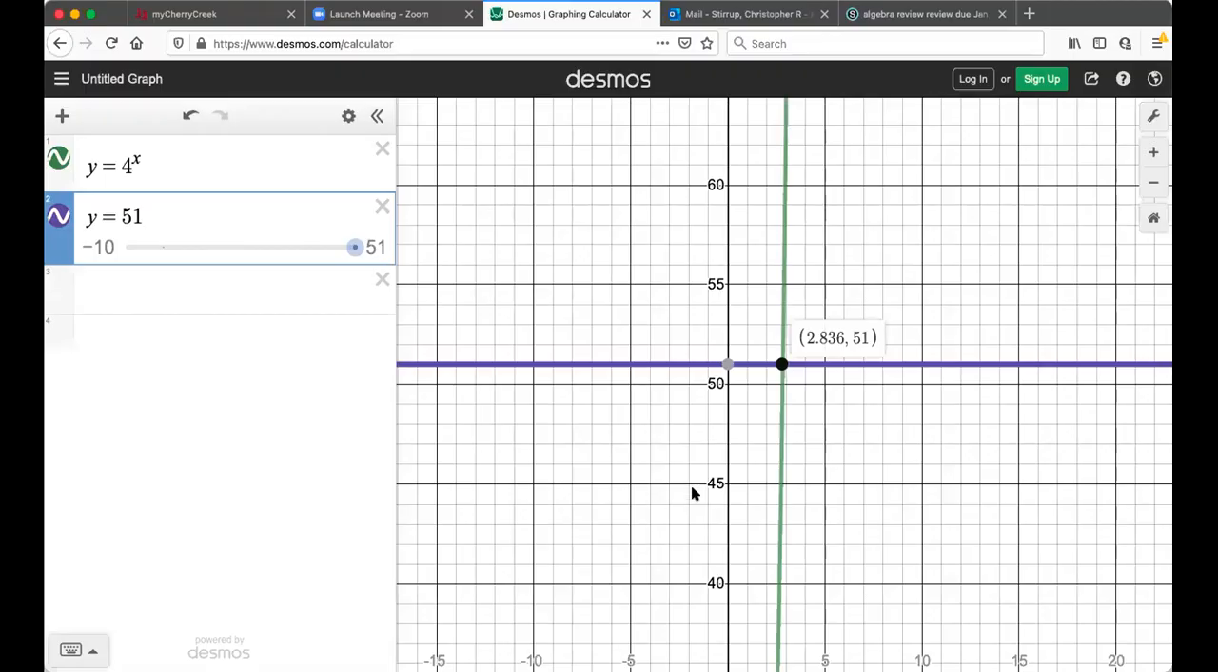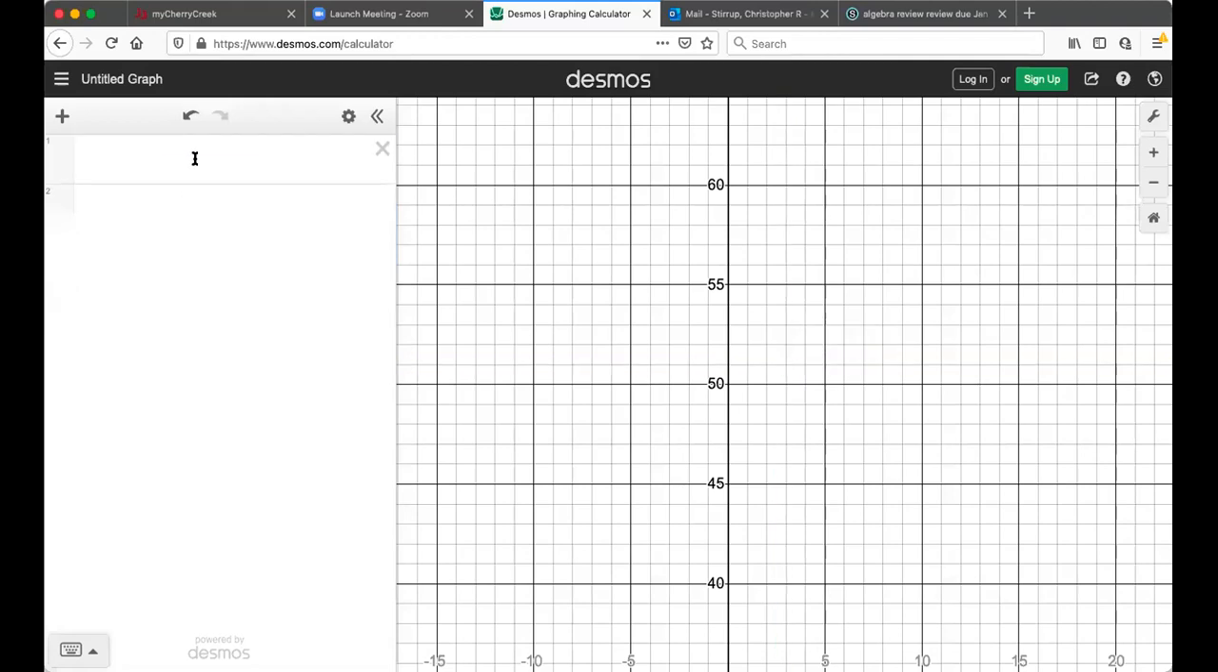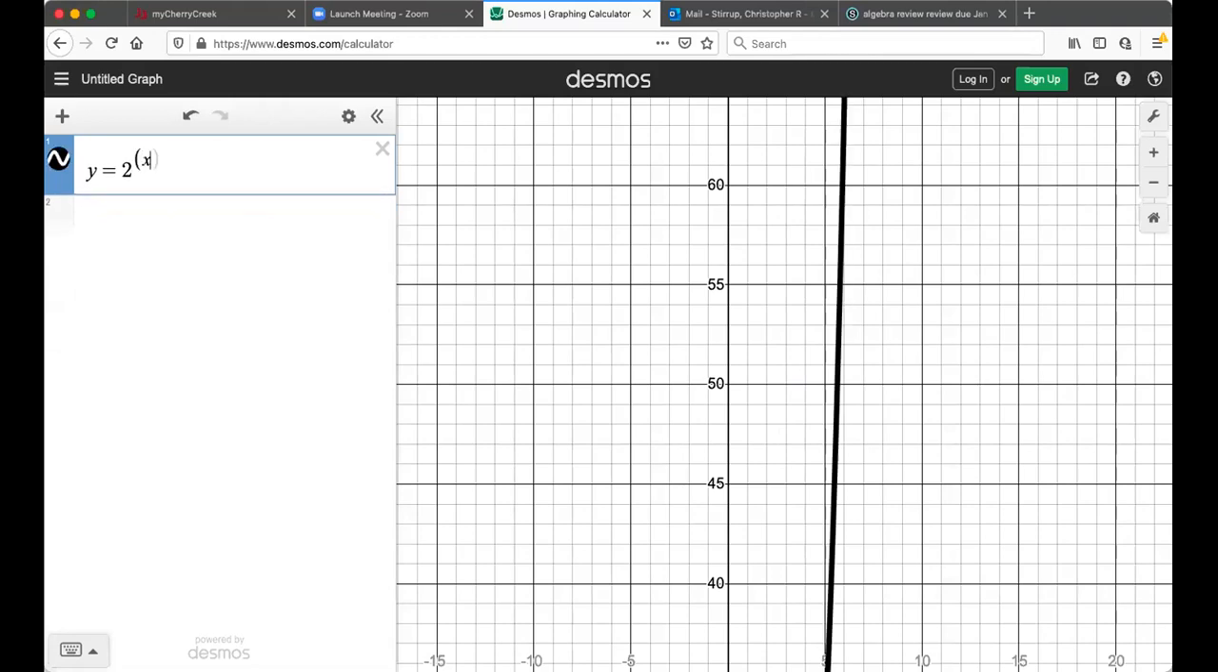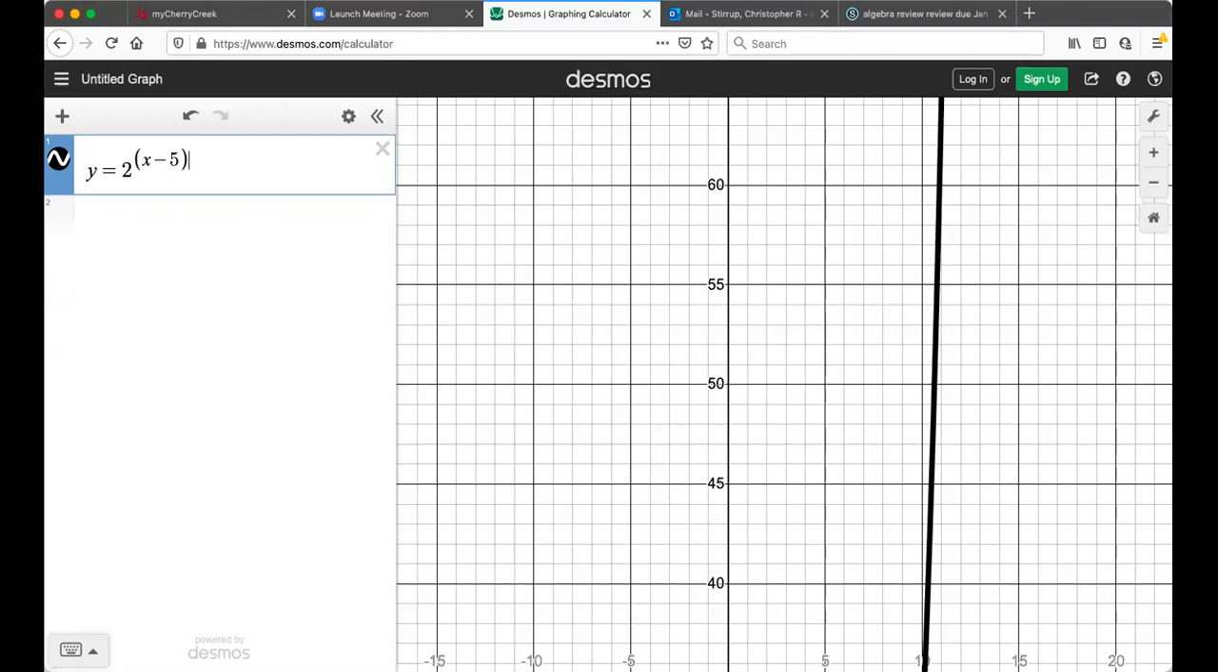So 16, I think we could do with the Desmos as well. So I'm going to clear those both out. My left side is going to incorporate y. So I have 2 raised to the parentheses x minus 5. Oh, not x equals 5, the minus 5. Okay. Now I have that plus 3 there.